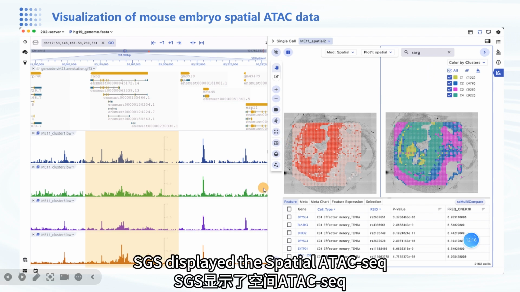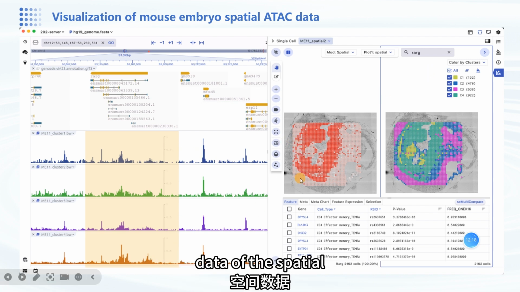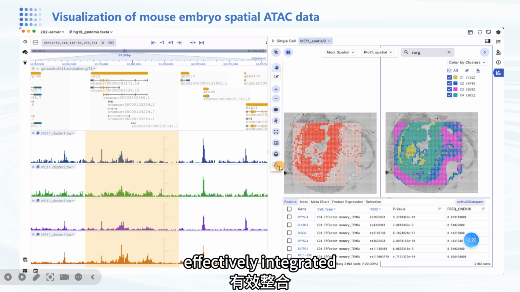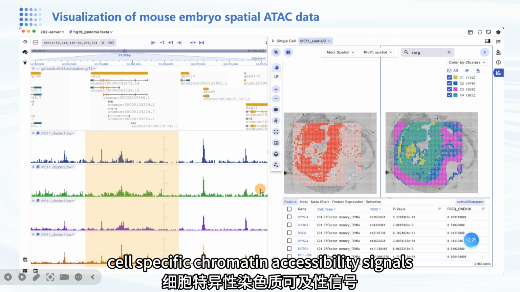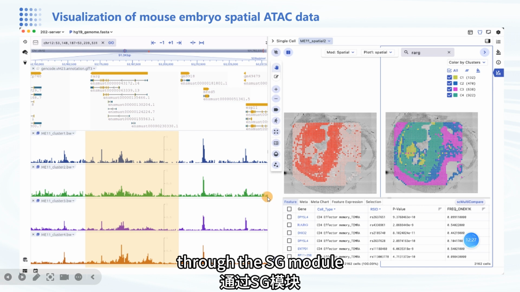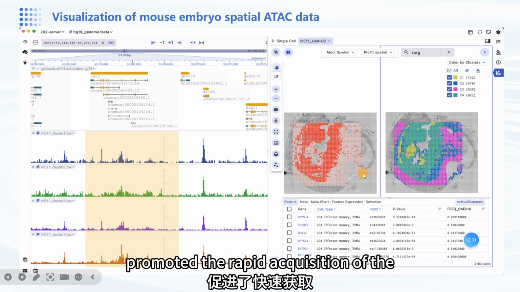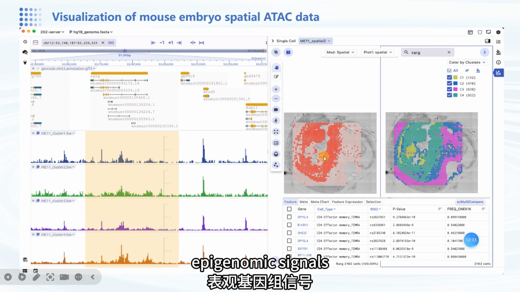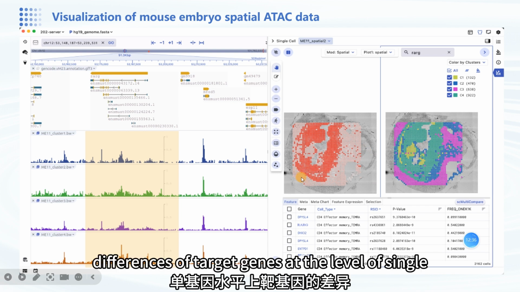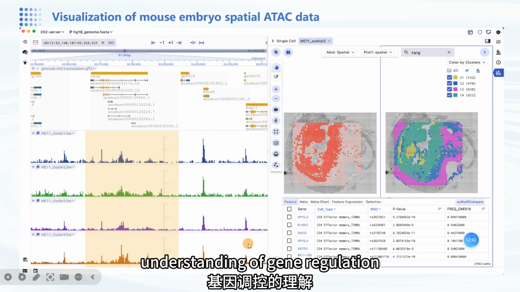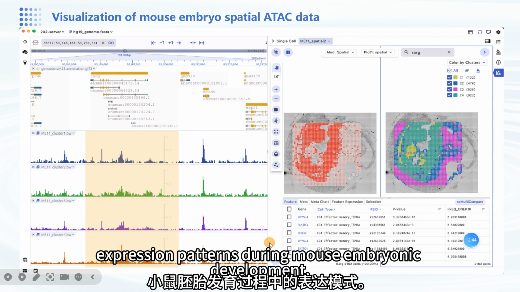SGS displayed the spatial ATAC-seq data of the spatial chromatin accessibility landscape during mouse embryonic development, effectively integrated cell-specific chromatin accessibility signals through the SG module, and spatial distribution and expression heterogeneity of cells promoted the rapid acquisition of the epigenomic signals and spatial expression differences of target genes at the level of single cells. It provides a powerful tool for in-depth understanding of gene regulation mechanisms and expression patterns during mouse embryonic development.